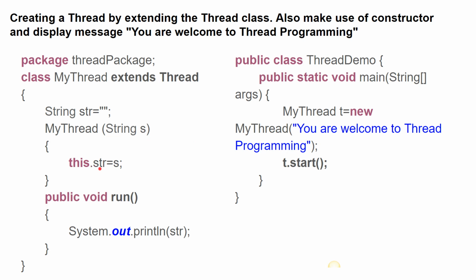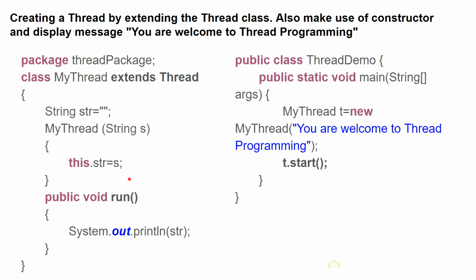So how am I accessing this str? Using the this keyword. This is an instance of my thread class. Make use of the dot operator in order to access str, which belongs to the MyThread class. It is inside that class only. That is why we are using the instance of the current class. That is the this keyword. So now str is equal to "You are welcome to thread programming."